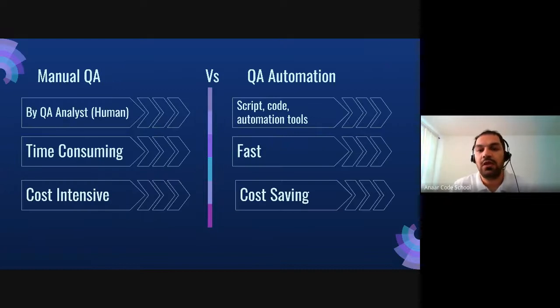So before we get to more details about SDET itself, let's talk about the difference between manual QA and automation QA. So manual or traditional quality assurance is done by a QA analyst. Normally, this is done by a human being. So before we get into that, I just want to give you a short story about the importance of quality assurance. Quality assurance, as you already know, is important not only in software but in every product and service that any company is providing to the marketplace.